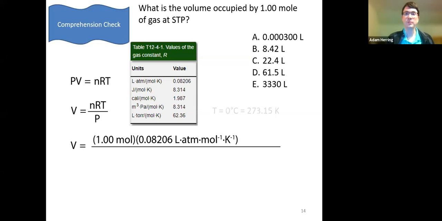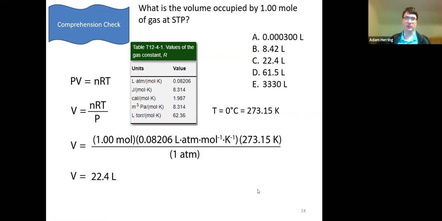Our temperature is going to be exactly 273.15 Kelvin. Standard temperature for gases is at 0 degrees Celsius, but we need this to be in Kelvin. Our pressure is going to be 1 atmosphere. That's the pressure at STP. When we solve for this, we get 22.4 liters.